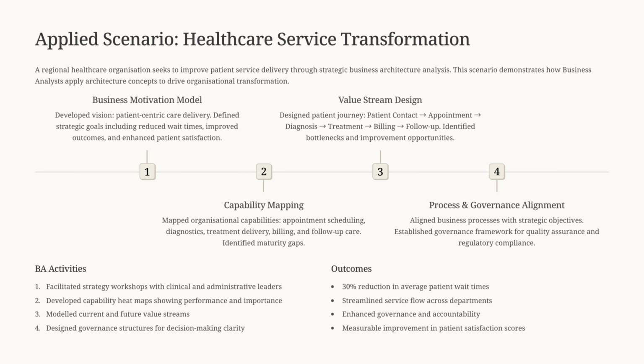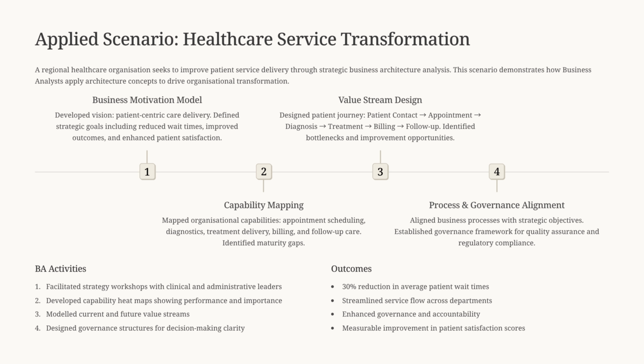To bring everything together, let's look at a practical example: a healthcare organization undergoing service transformation. The organization's vision was clear: deliver more patient-centered care and improve service efficiency. Using the business motivation model, the BA defined goals, such as reducing wait times and improving patient satisfaction. Next, through capability mapping, they identified maturity gaps, for instance, outdated appointment systems and fragmented billing.